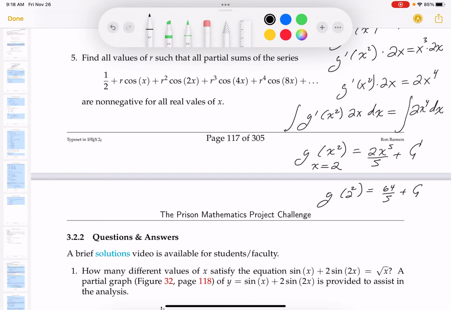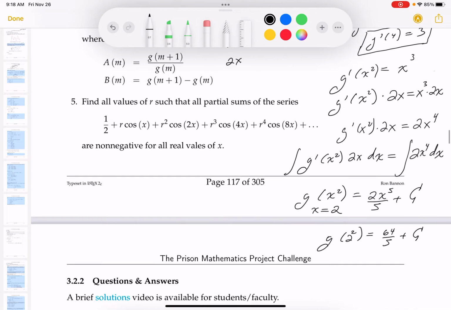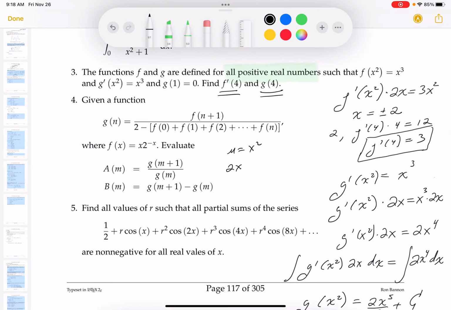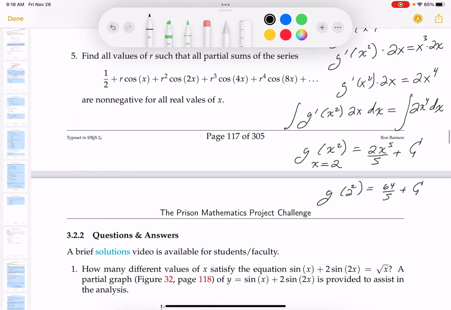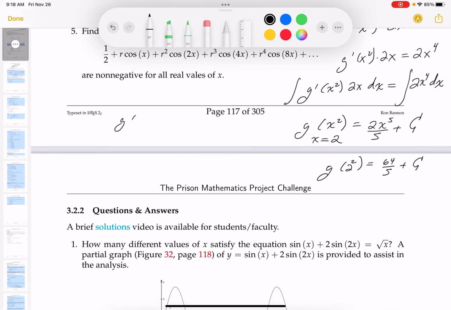Unfortunately, I got a C. I don't know what C is. So I got to go back and say, did they give me anything else? And they did. They said g of 1 is 0. So what does that mean? Well, g of 1 is equal to 0 basically tells me that x equals 1. So I'm going to use that relationship. I think I can find the C now, right? So g of 1 is equal to 0, and that equals 2/5 plus C. What does C have to be? Minus 2/5. The C has got to be minus 2/5.